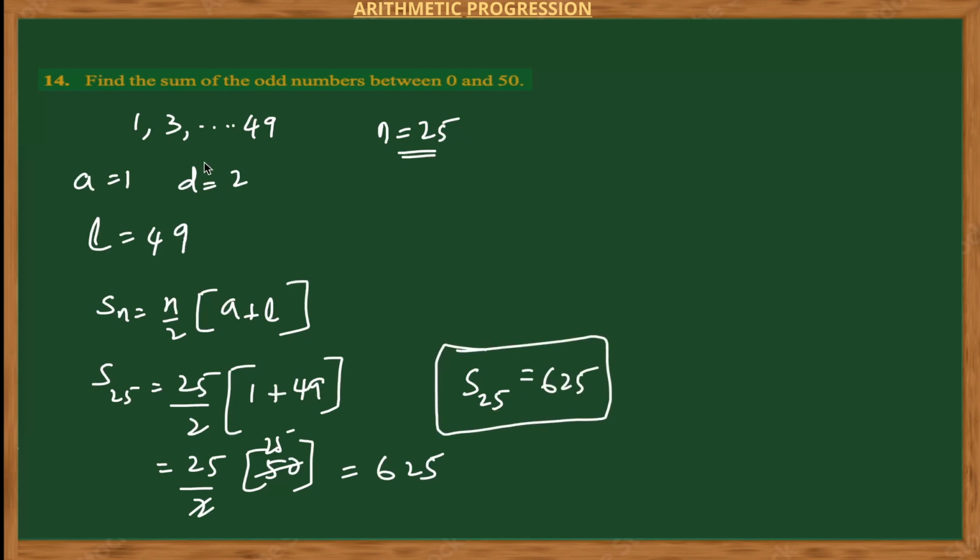Hope this is clear. So let's try to read the question once again. Find the sum of the odd numbers between 0 and 15. So let's put what are the odd numbers first in the sequence. It starts with 1, 3, and it ends with the 49. This is the odd number.